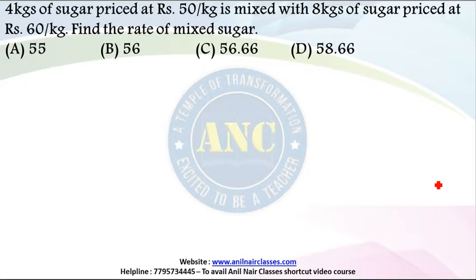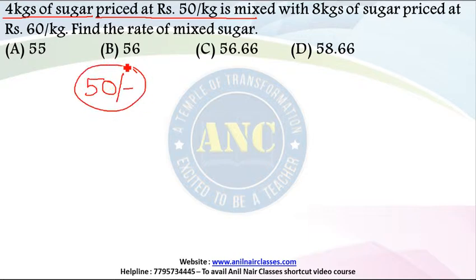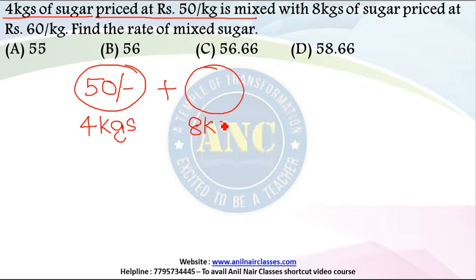Please see this question, sir. Once you understand the concept, these are all very easy questions. And I am telling you again and again, there is not much difference between mixtures and alligations. 4 kgs of sugar priced at 50 rupees per kg. That means 50 rupees per kg is the price of the first quantity. First quantity 4 kgs is also given in the question, is mixed with 8 kgs of sugar priced at 60 rupees per kg. Find the rate of mixed sugar.